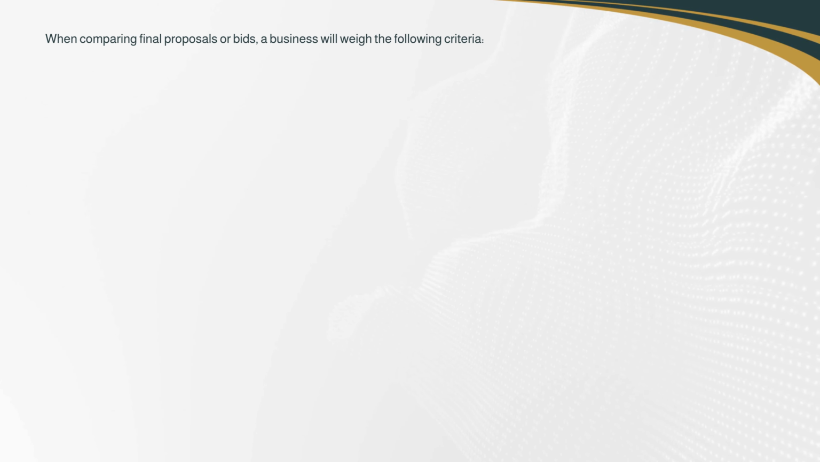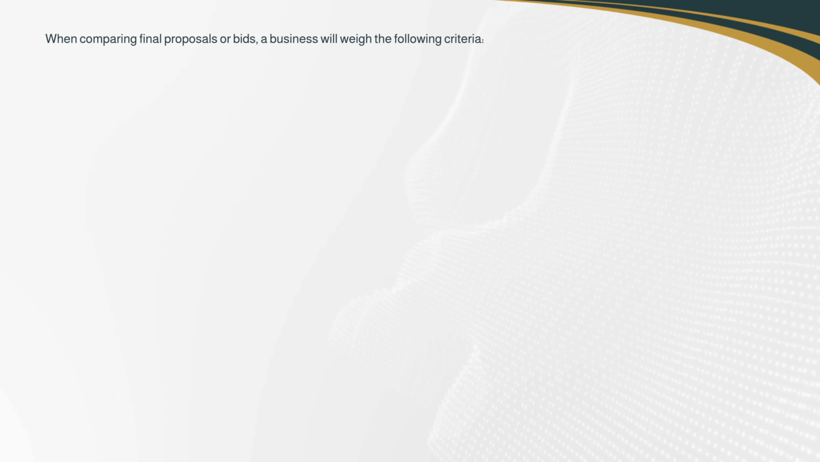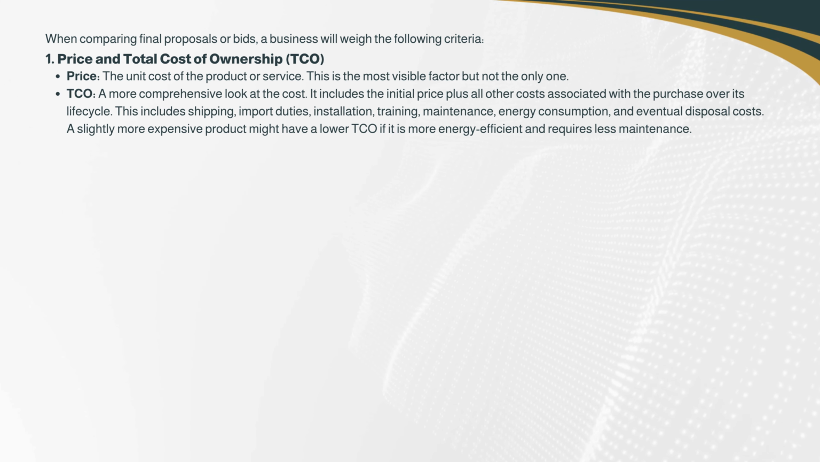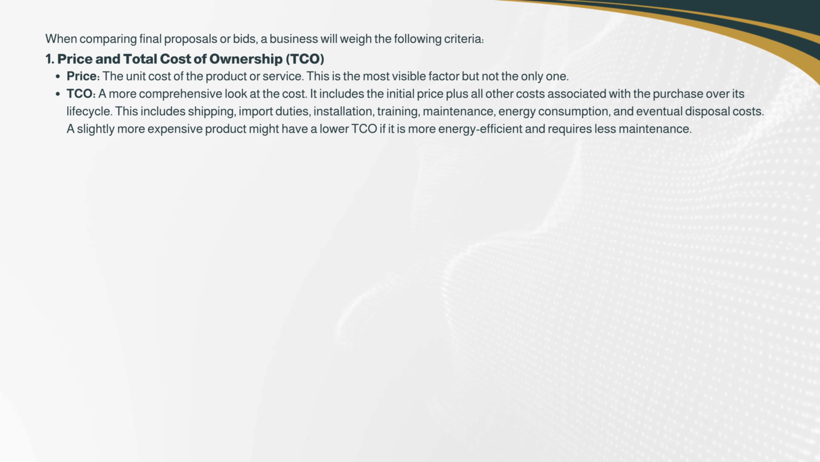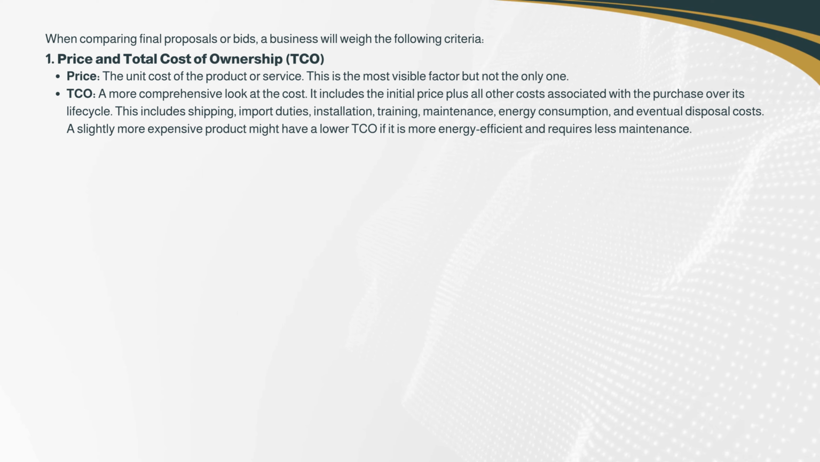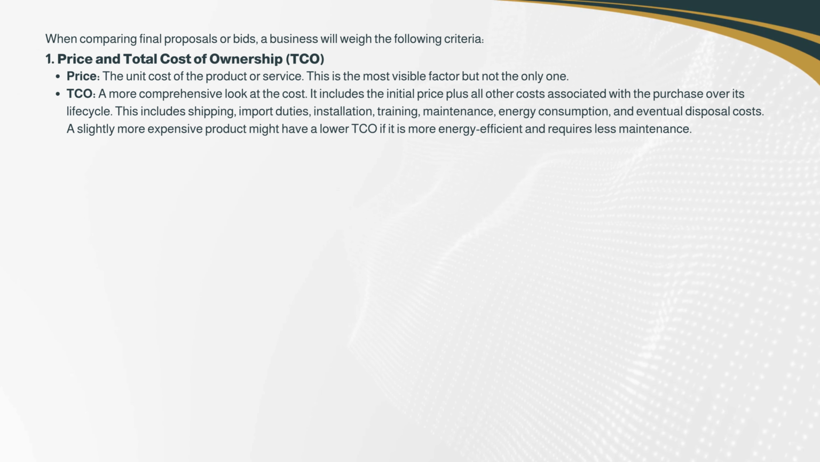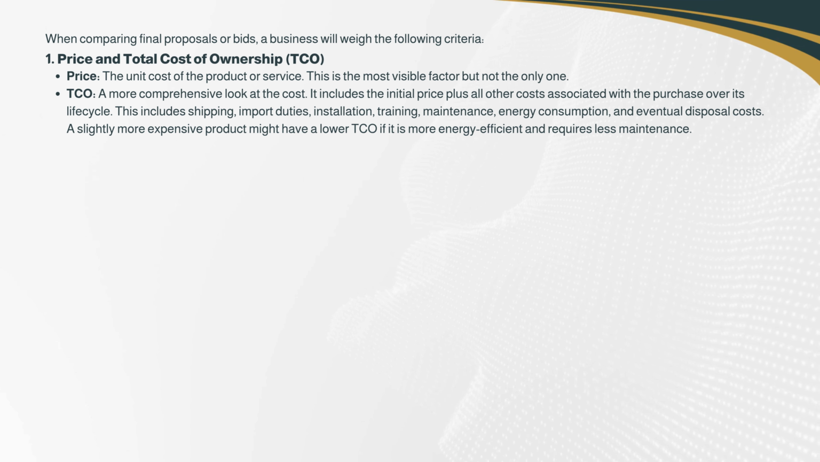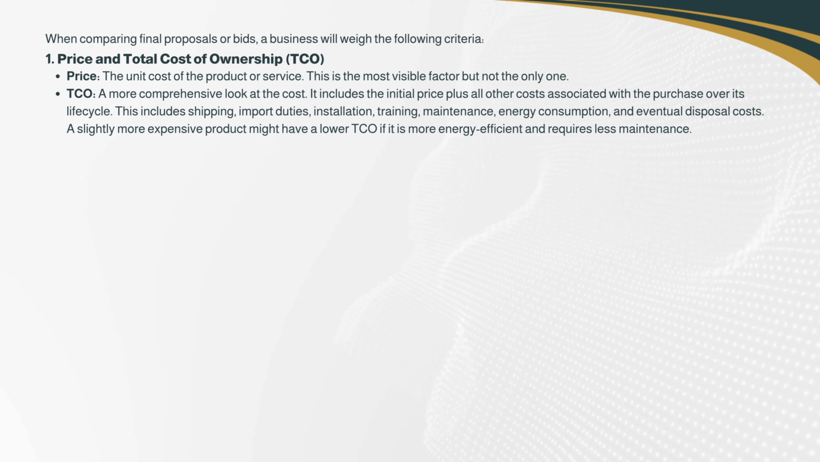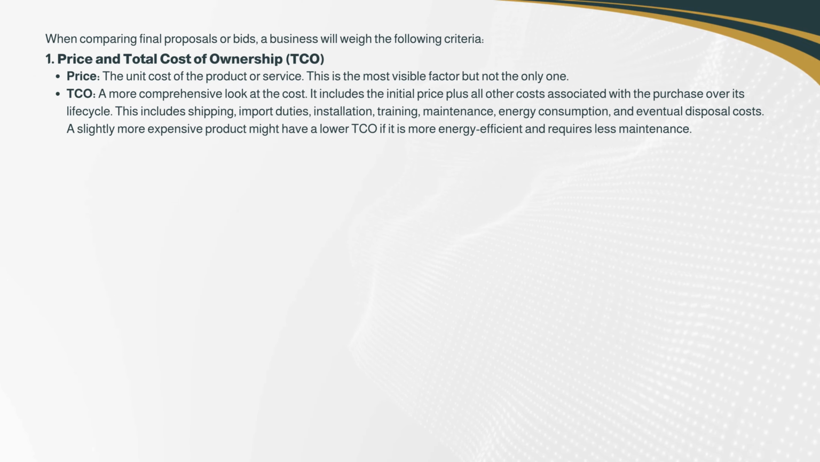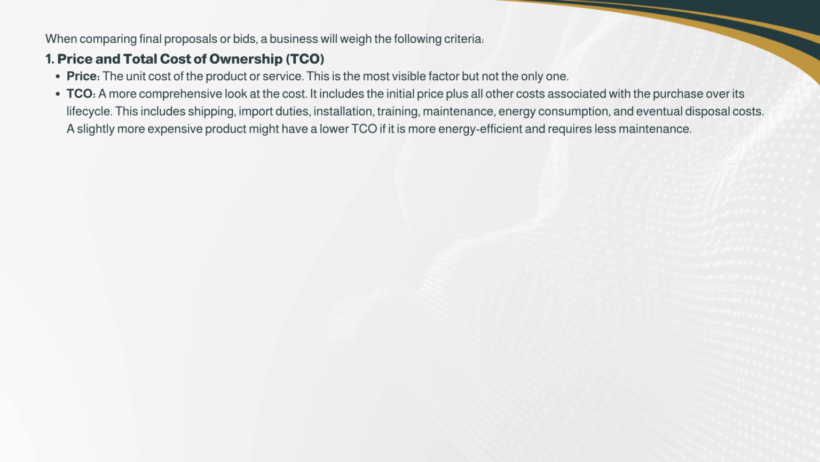When comparing final proposals or bids, a business will weigh the following criteria. 1. Price and total cost of ownership, TCO. Price: the unit cost of the product or service. This is the most visible factor but not the only one. TCO: a more comprehensive look at the cost. It includes the initial price plus all other costs associated with the purchase over its lifecycle. This includes shipping, import duties, installation, training, maintenance, energy consumption, and eventual disposal costs. A slightly more expensive product might have a lower TCO if it is more energy efficient and requires less maintenance.